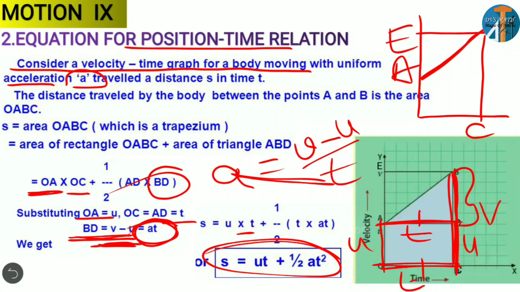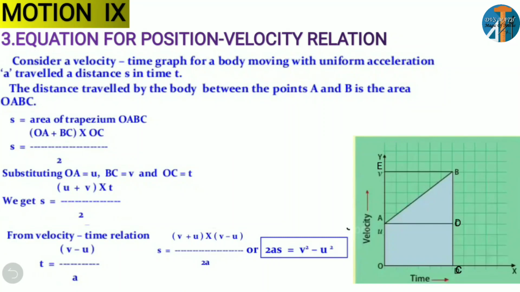Just when you are writing, observe the statement which I have given here. The whole figure is divided into two parts, one is a rectangle, another is a triangle. We took a formula and substituted. Clear? So OA is U, the initial velocity, and BC is the final velocity. So let's go for the third equation. Here the same figure we are using for all three equations. First, consider a velocity-time graph.